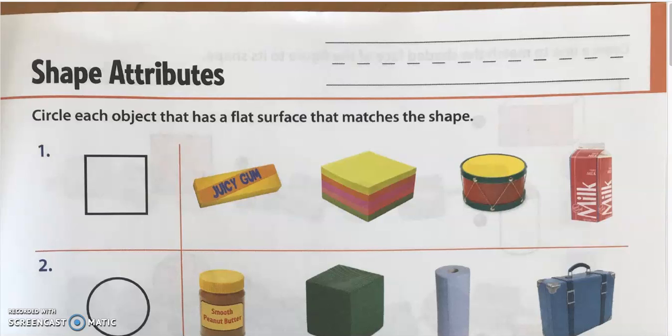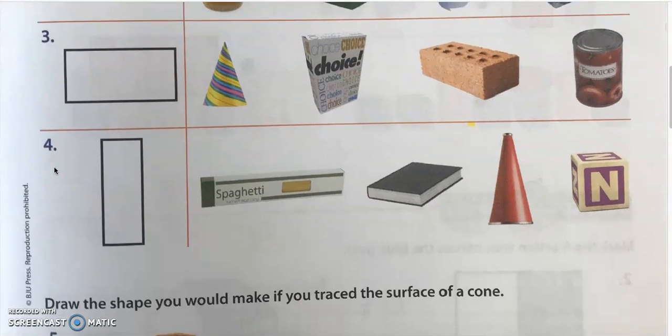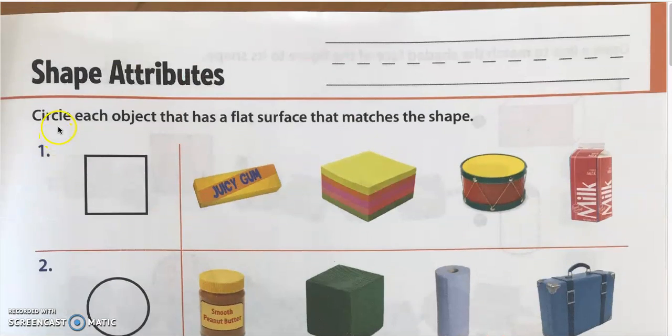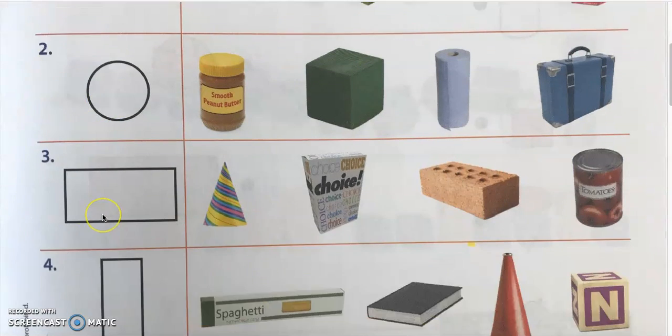And so today we are going to be talking about shape attributes. So attributes is like the characteristic of the shape, right? So number 1 through number 4. We are going to circle each object that has a flat surface that matches the shape, okay? So remember, we are going to circle the object that has a flat surface that matches the shape over here.